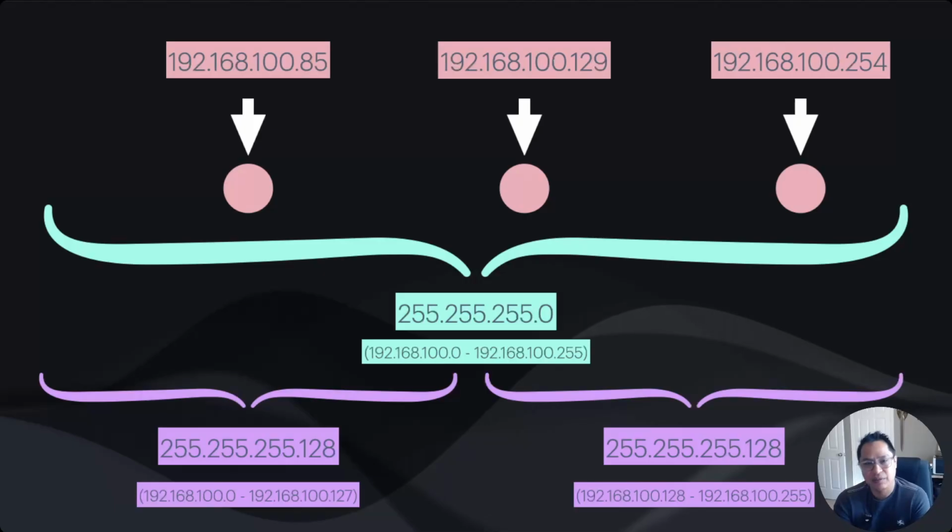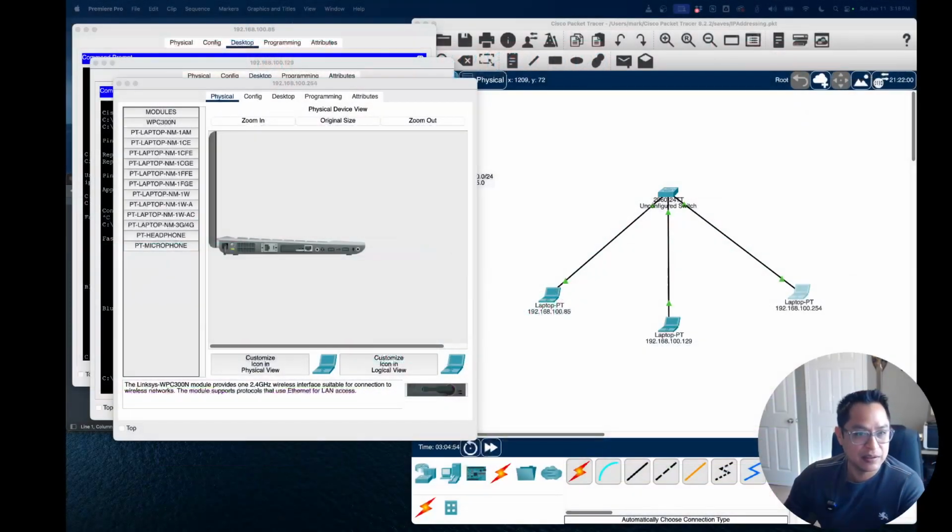That's kind of confusing, but let me explain exactly what that means. I have a really simple Packet Tracer example setup. In this setup, we have three different laptops. One laptop is 192.168.100.85. Our next laptop is 192.168.100.129. And we have the last one, .254, which is the last usable address in this network.